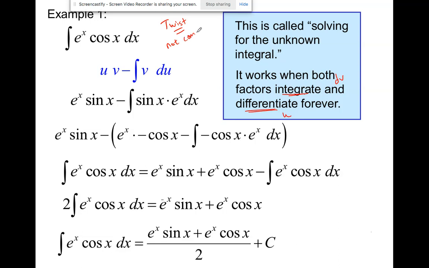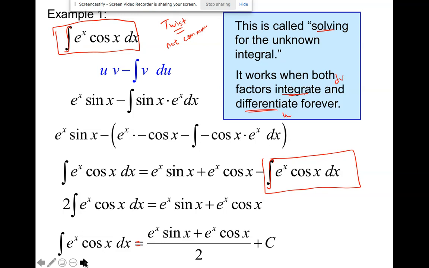This is not common. This is down low in your bag of integration techniques, and it's like a subpart of integration by parts. But I didn't make this name, solving for the unknown integral. You did integration by parts until you got an integral that matched your original. That's solving for the unknown integral. And I did solve because I got the integral equal to an algebra expression.